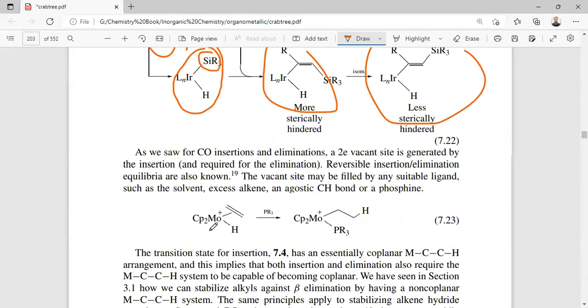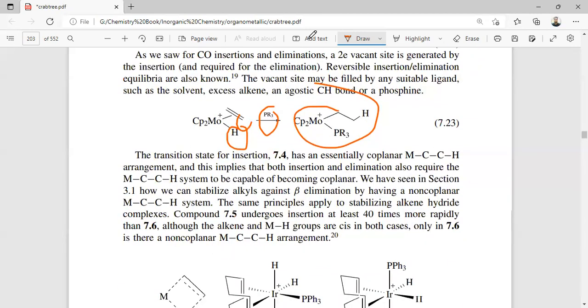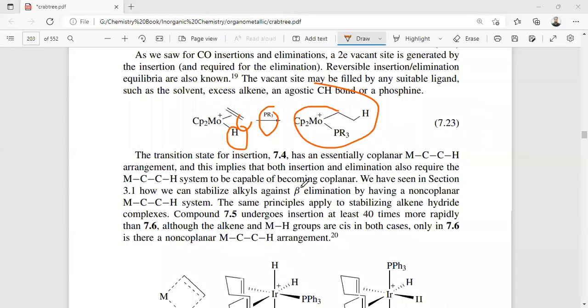So in this case, the molybdenum Cp2 alkene hydride. Here, upon insertion of the metal hydride into the alkene, the vacancy that is formed is trapped by the PR3 group to form this intermediate. So the transition state for the insertion has been essentially coplanar in the M-C-C-H arrangement. And this implies that both insertion and elimination require the M-C-C-H system to be capable of becoming coplanar.